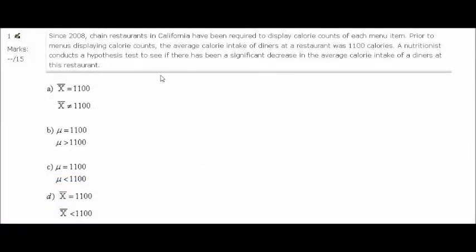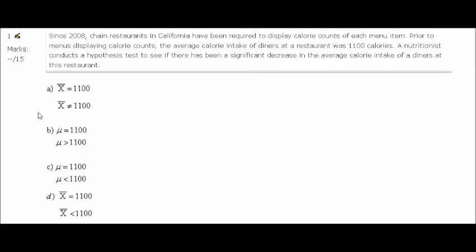So we're told that this chain of restaurants has been required to display some calories, and the average calorie intake of dinners at the restaurant is 1,100 calories. A nutritionist decides maybe there's been some significant decrease since the last averaging, so it might be less than 1,100 calories. So again, we're talking about averages. Over on the left side, we want something that shows us average. But remember, we want to deal with our population parameters.